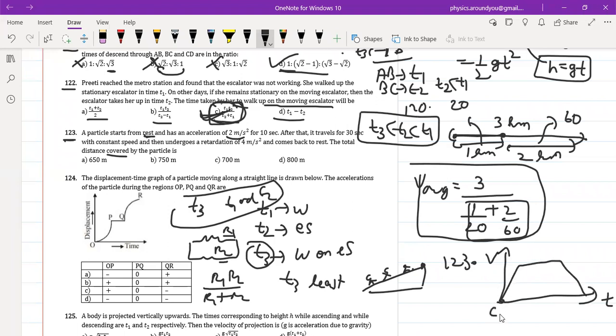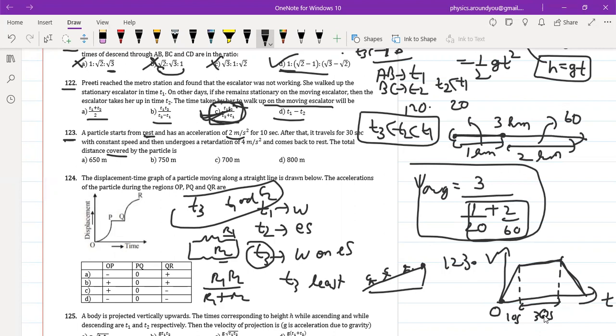It starts from rest, it accelerates, maintains constant speed for some time, and then it decelerates. What is the time for which it accelerates? 10 seconds. What is the time for which it travels with constant speed? It travels with constant speed for 30 seconds, and then it undergoes retardation of 4 meter per second square and comes to rest.